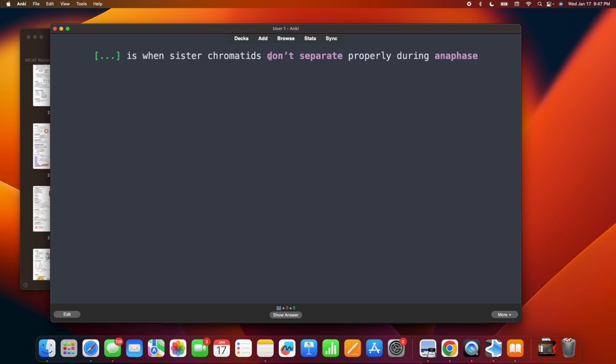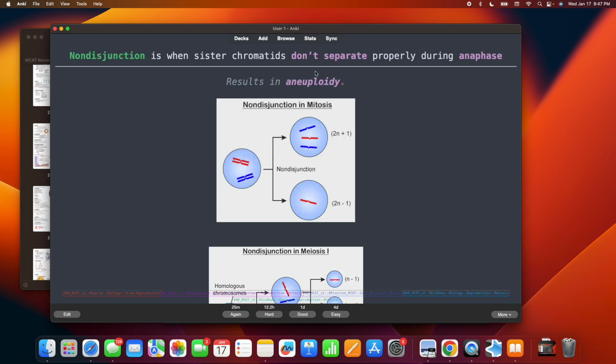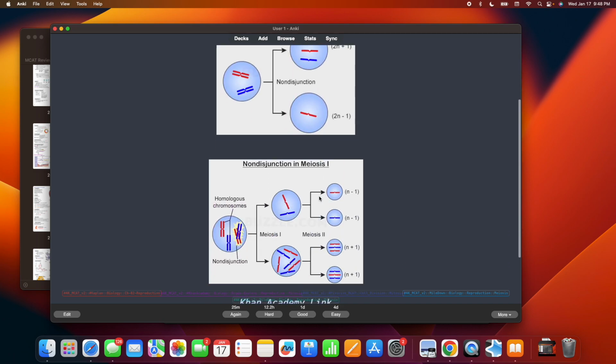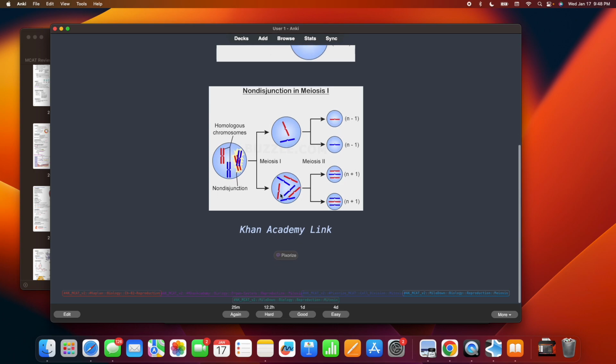What is it when sister chromatids don't separate properly during anaphase? This is non-disjunction. It results in aneuploidy. So non-disjunction gives 2n plus 1 and 2n minus 1. It was supposed to be 2n and 2n, right? So one is 3n, the other one is 1n. And you can see homologous chromosomes, non-disjunction, and we have n minus 1, n minus 1, and then n plus 1 and n plus 1.